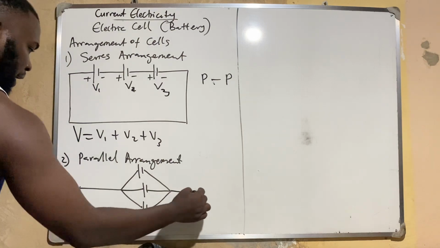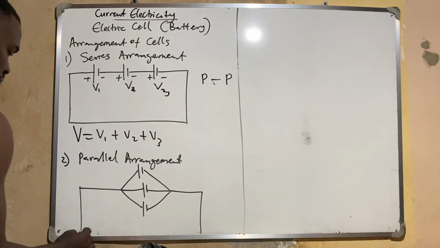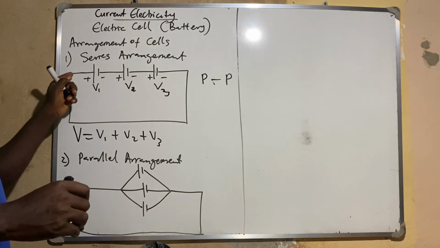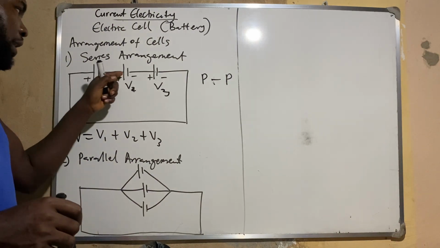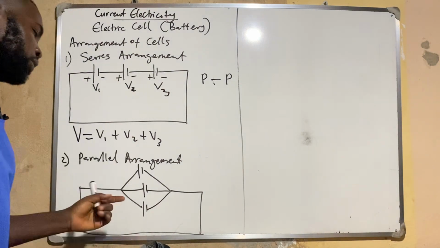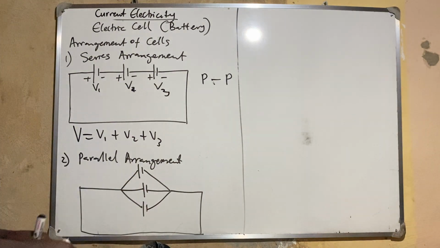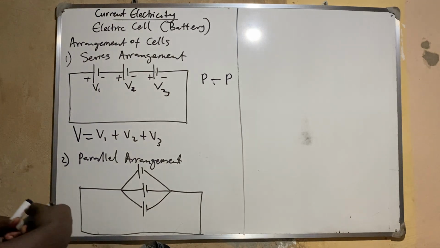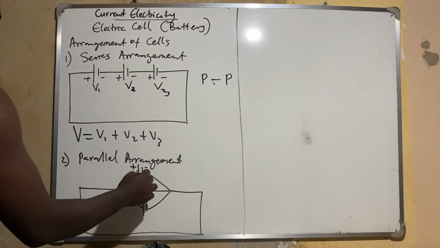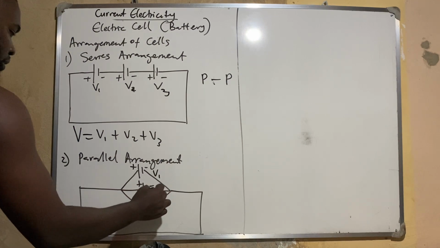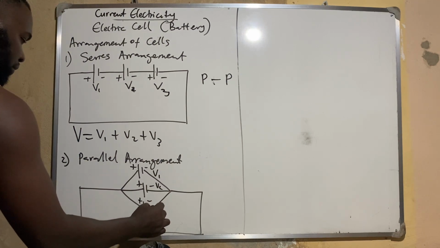How do you know a parallel arrangement? We know them because they are not connected by a straight line. Look at this one. If I'm moving this way, I jam this one, I'm still moving on a straight line, jam this one. But in this one, if you're moving on a straight line, you are jamming just one. So they are connected by different branches. So this is positive, negative, positive, negative, positive, negative. So I have my V1, V2, and my V3.